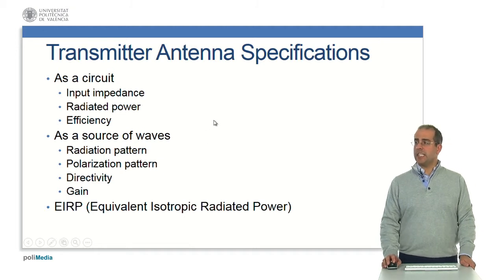Transmitter antenna specifications. We can define a transmitting antenna as a circuit where the parameters we will see are input impedance, radiated power, and efficiency. We can also consider the transmitter antenna as a source of waves. We will define a radiation pattern parameter, polarization pattern, directivity, and gain. And finally, we will talk about equivalent isotropic radiated power.